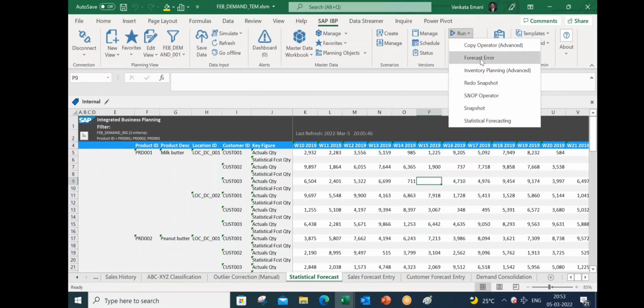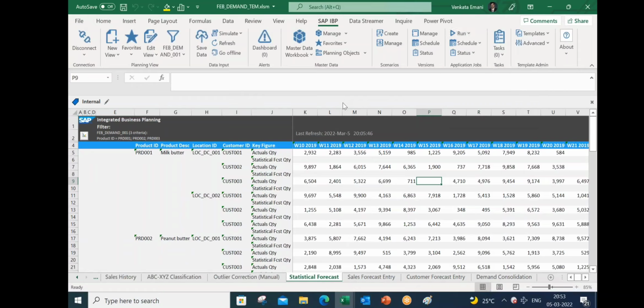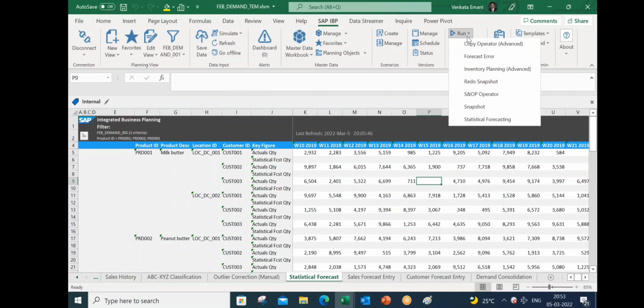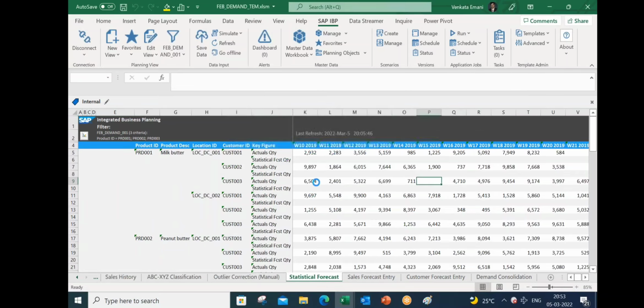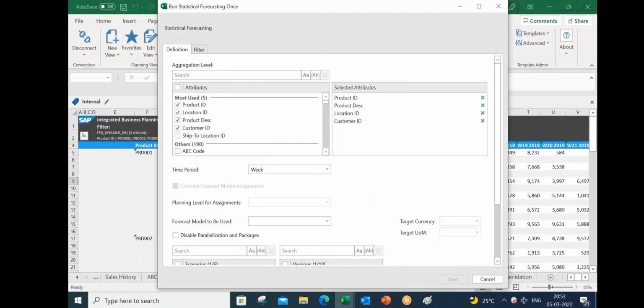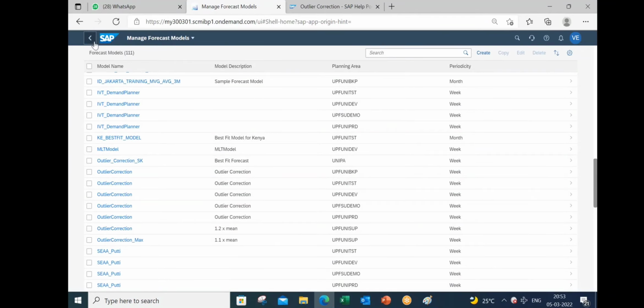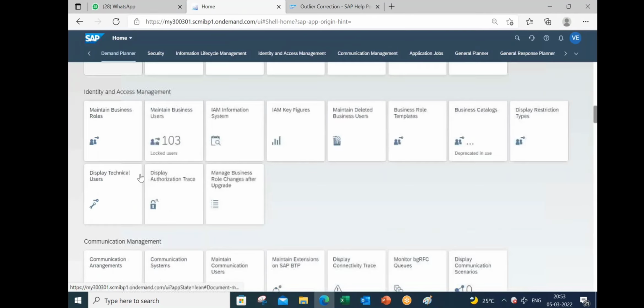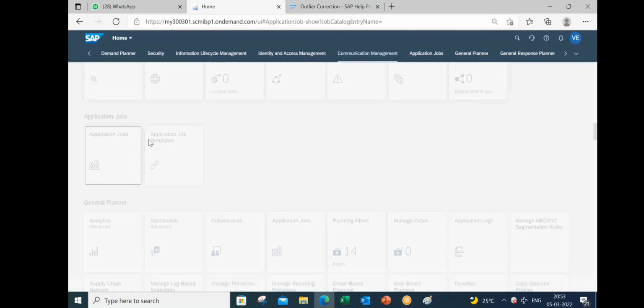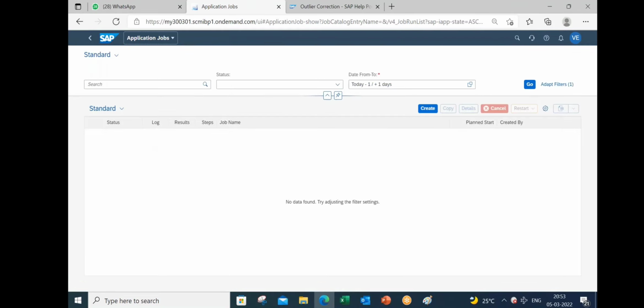To run the statistical forecasting in Excel, I can go here, run application jobs, run statistical forecasting. You can run statistical forecasting from Excel or from Fiori also. If I want to run from Fiori, I have to go to the application jobs app, select the template statistical forecasting, fill the template and just run the job.